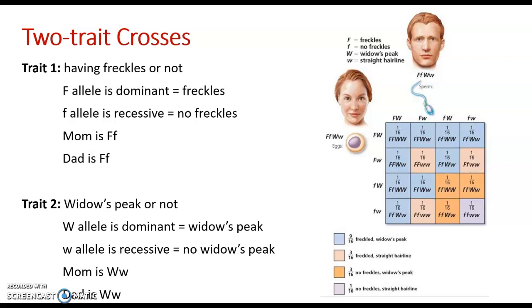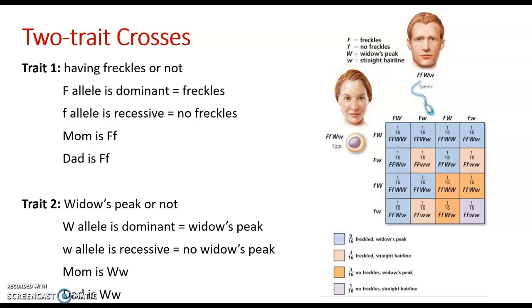Trait 2 is going to be having a widow's peak or not. Again, a dominant trait. So big W allele is dominant, leading to the phenotype of having a widow's peak. And little w allele is recessive, leading to the phenotype of having no widow's peak. If you don't know, a widow's peak is this peaked hairline right here.